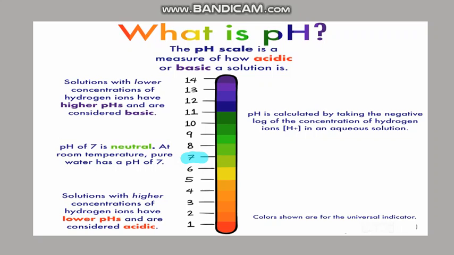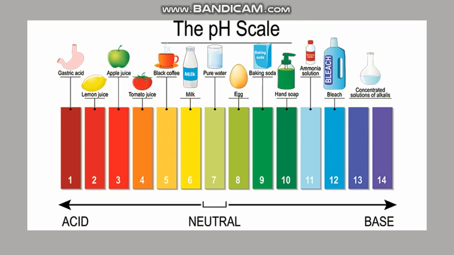Solutions with higher concentration of hydrogen ions have lower pH and are considered acidic. But solutions with lower concentration of hydrogen ions have higher pH than 7 and are considered basic. 8 to 14 are basic in nature. This is a pH scale. 7 to 1 shows acidic and above 7 shows base.